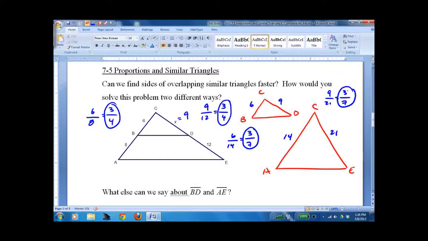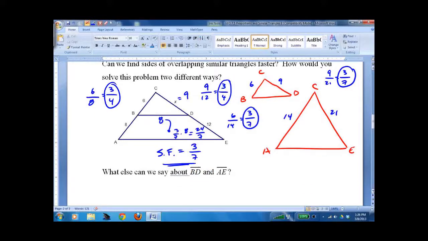The problem I get is people want to say the scale factor is 3/4. It's not. Scale factor is 3 to 7. So watch out for that. For example, if this was 8, this would be 3/7 times 8. We'll get into that more shortly.